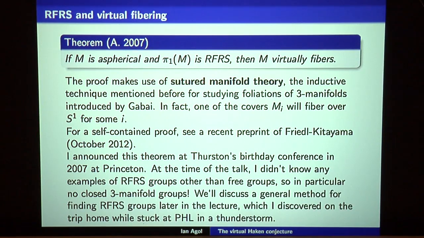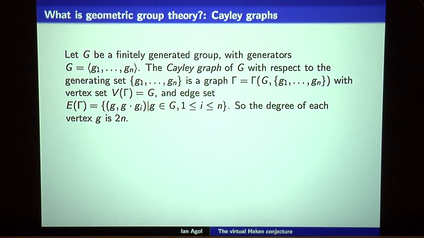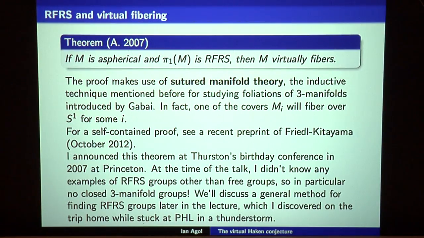So part of the goal of this talk then will be to discuss a general method for finding these RFRS groups later on in the lecture. And this method I actually discovered while I was stuck at Philadelphia Airport on the way home from that conference. It turns out if you fly out of Philadelphia in a thunderstorm, then you have lower priority than the flights coming out of LaGuardia and JFK. So we were stuck on the tarmac for like 5 hours. Although I guess I discovered the theorem while sitting in the airport after my first flight had been canceled.